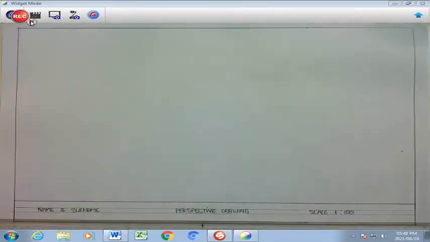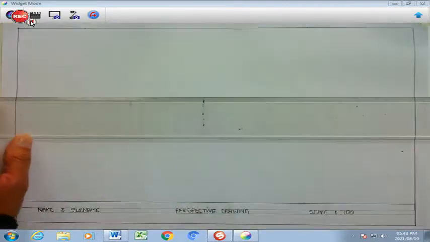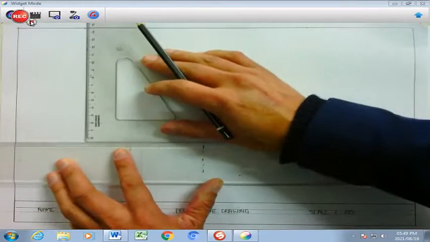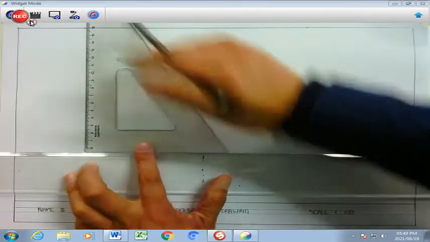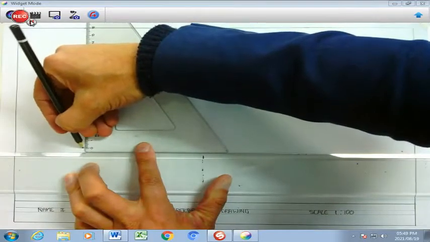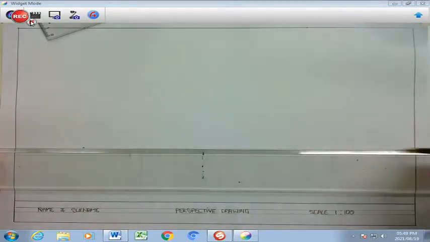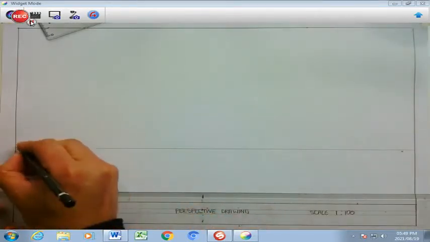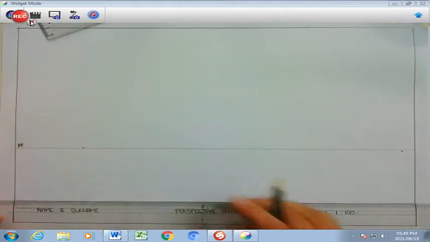So let us set up this page very quickly. From the border line, I'm going to ask you to measure down 160 millimeters. So if you measure down 160 from your border, that is where your point is going to be. And then you are going to draw a faint line for now, and that line will become your picture plane, PP.